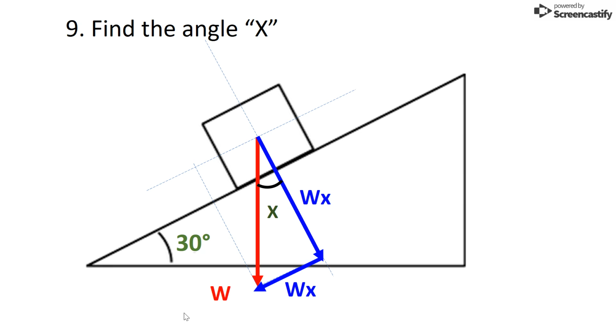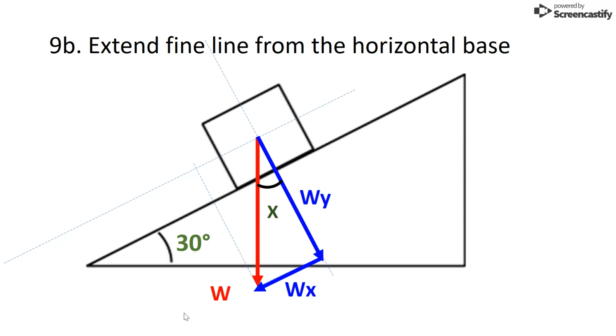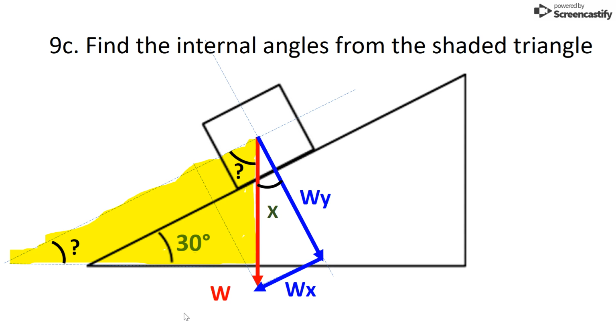To find the angle X, we need to extend the fine line from the horizontal parallel line. And also we need to extend a fine line from the horizontal base. To find the internal angles from the shaded area, we are using corresponding angles. So this angle here should be 30.